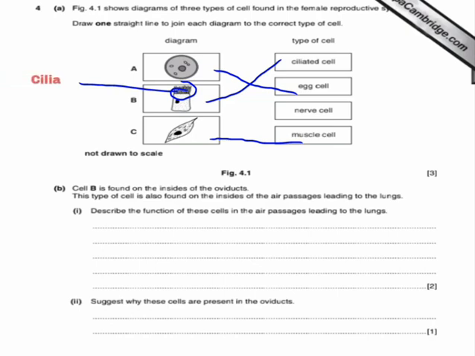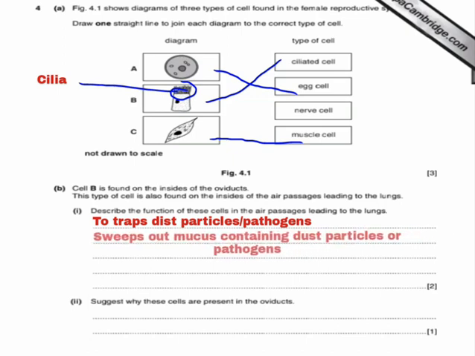Now, their function is to trap dust particles or pathogens. Okay, so that is the first function. They trap dust particles or pathogens. Then apart from that one, they also sweep out mucus containing dust particles or pathogens.